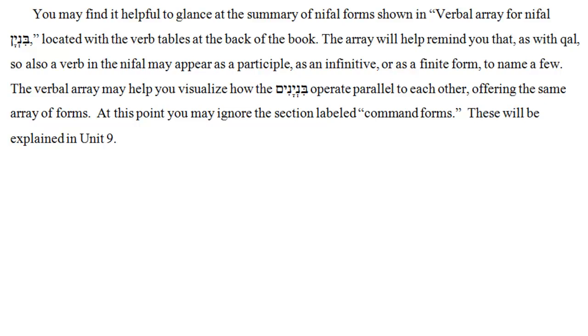In addition, there are other forms available. The command forms, which you will also find in the Nifal array, will be explained further in Unit 9. You do not need to concern yourself with them at this time.